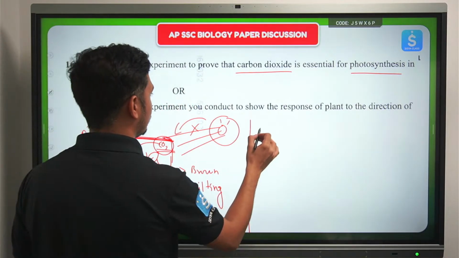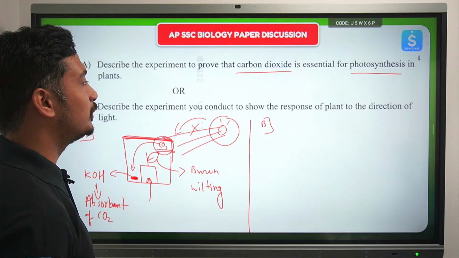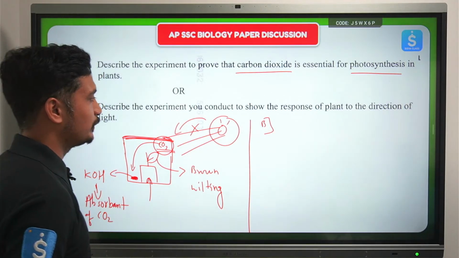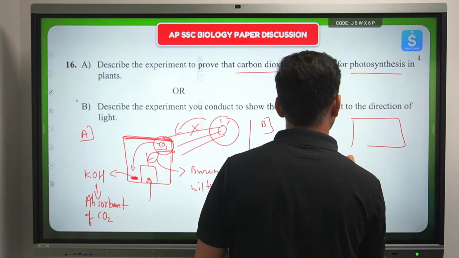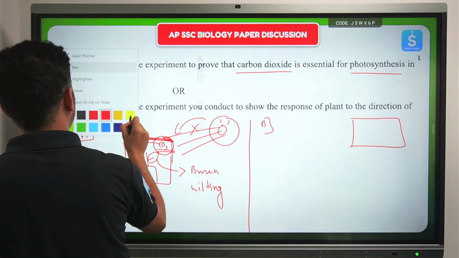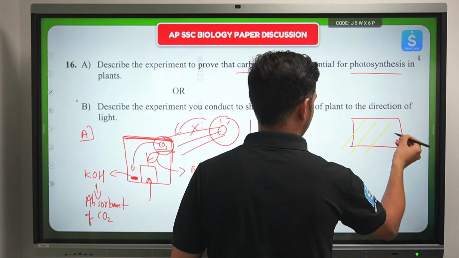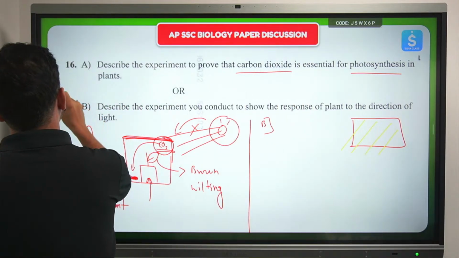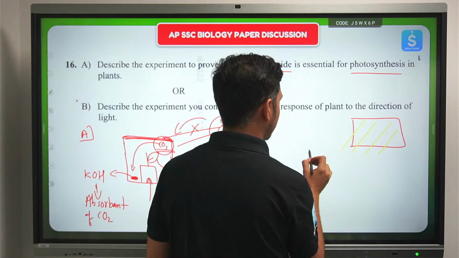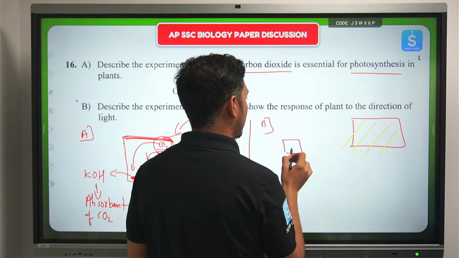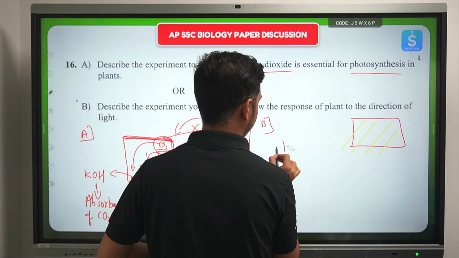Question number B over here we have. Describe an experiment you conduct to show the response of plant to the direction of light. Okay, so let's say that this is your window, and from this window you'll have some light coming in like this. Now what you will do is you will take one potted plant. Okay, let's say two potted plants. One potted plant will be, let me erase this.